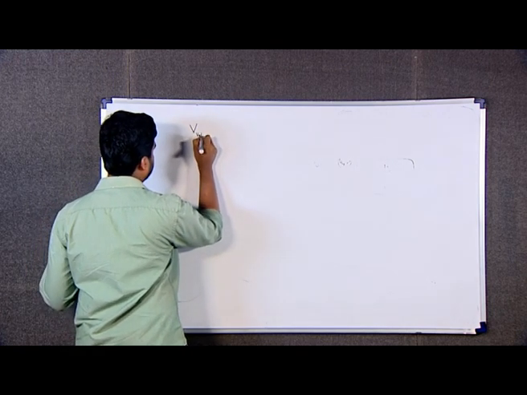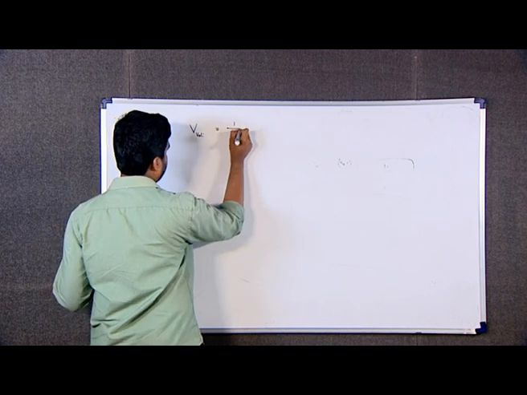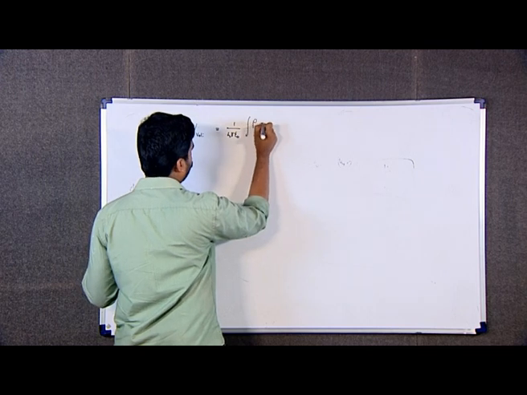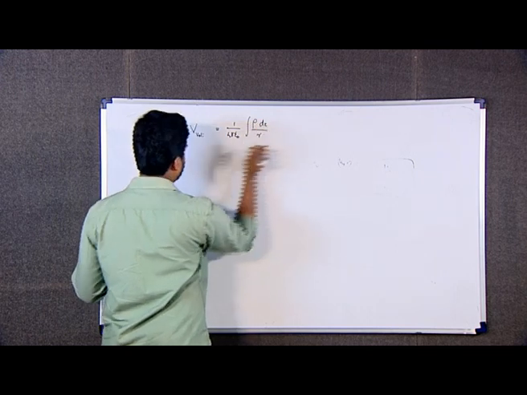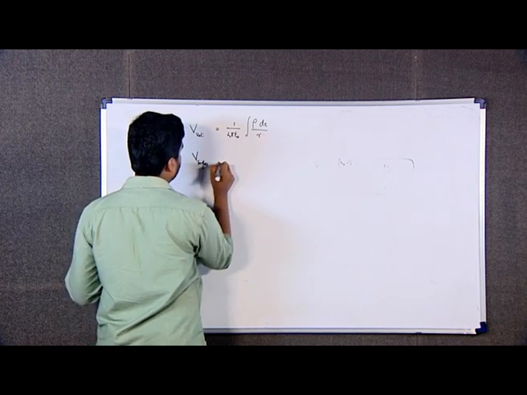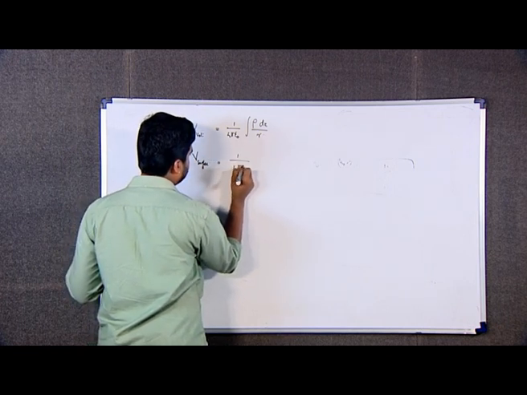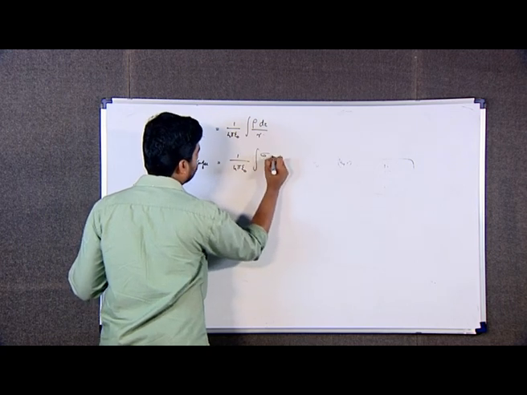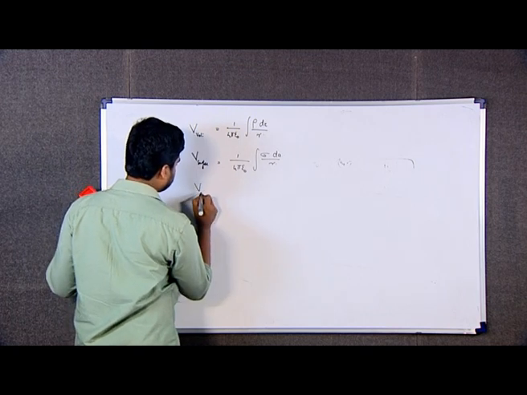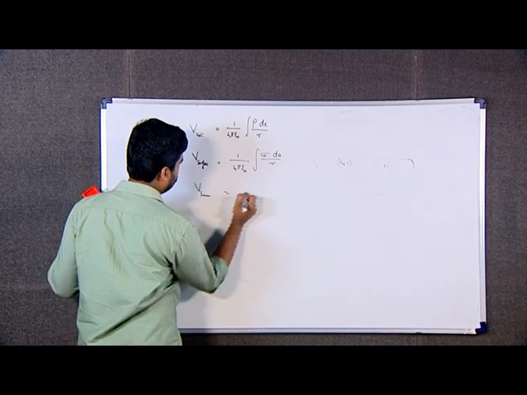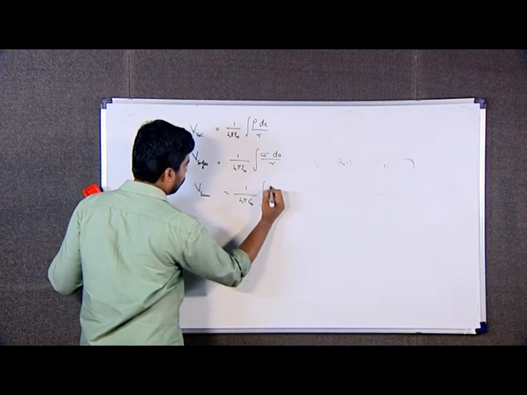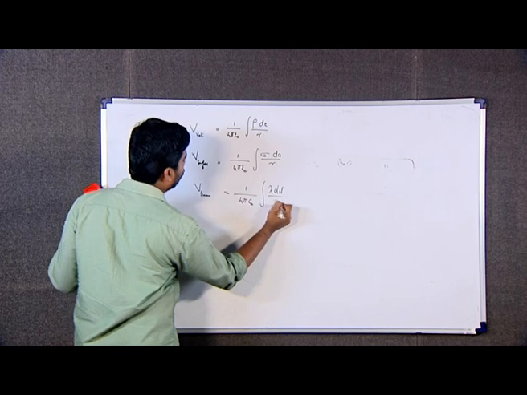So, I will rewrite these three equations in the case of the potential V. For the volume charge distribution, V is equal to 1 by 4 pi epsilon 0 integral rho d tau by r, and V for the surface charge distribution is equal to 1 by 4 pi epsilon 0 integral sigma dA by r, and V for the linear charge distribution is equal to 1 by 4 pi epsilon 0 integral lambda dl by r.